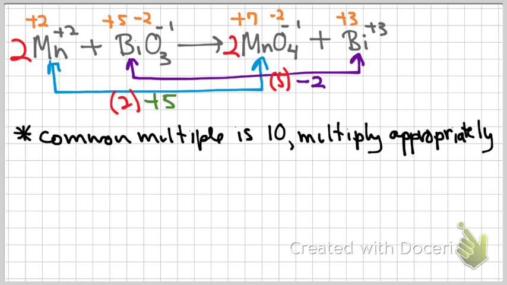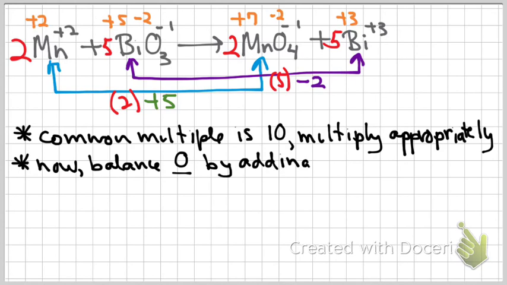So let's go in and put a 2 in front of the manganese ion on the left side and the manganese oxide on the right side, so it takes care of the manganese. And now sweep in and take care of the bismuth. I need 5 on both sides, and those coefficients are sufficient.